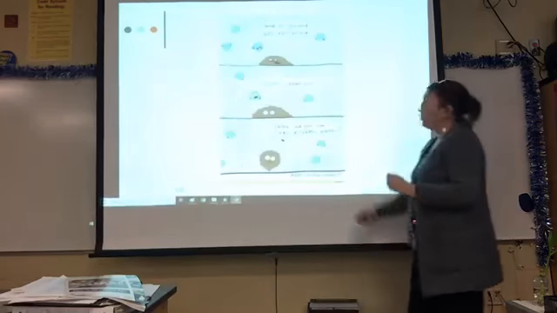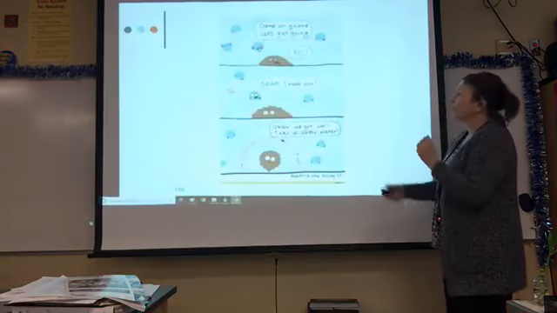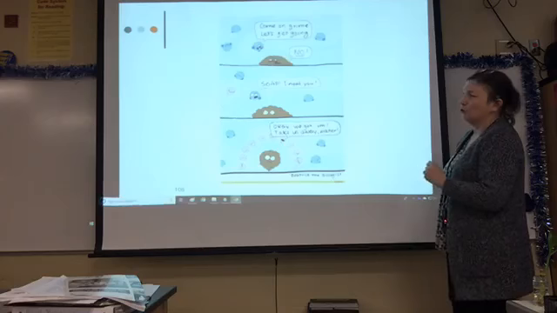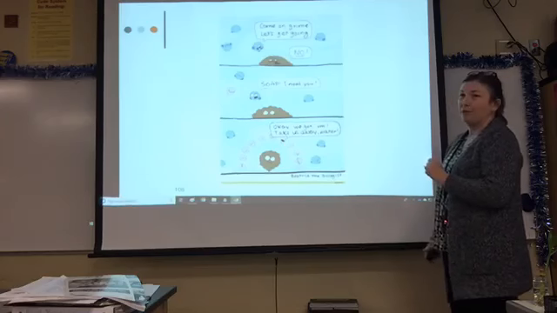So what happens, according to this little cartoon strip, come on, Grime, let's get going. No. It's like a pile of poo, kind of.